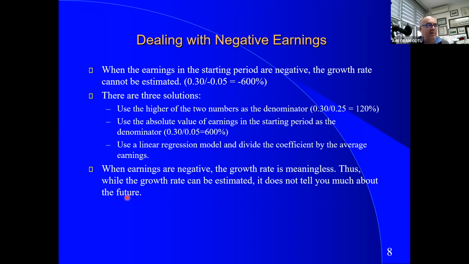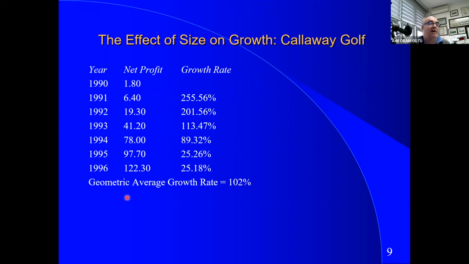And then for negative earnings, what would you do? Again, consider probably leaving it out. So this is the example of Callaway Golf Company. They make golf clubs. And look at this. Their net profit from 1990 to 96 had been growing by huge amounts. Look at this, 255%, and then 200%, and 113, and 89, and it slowed down, but still 25%, 25%.